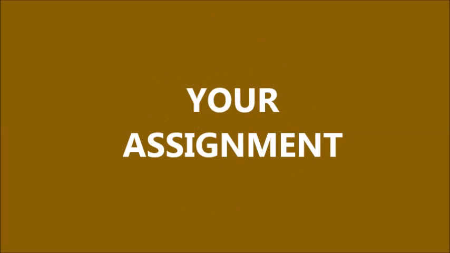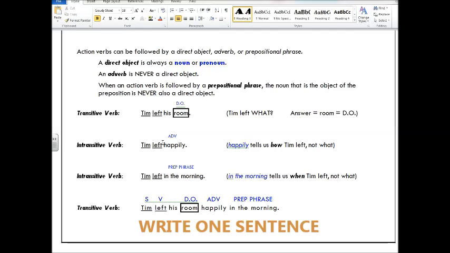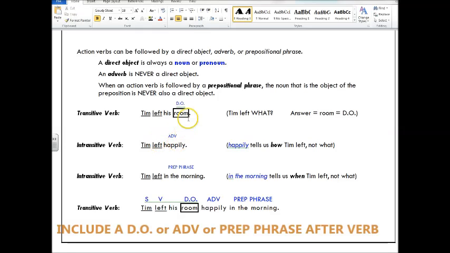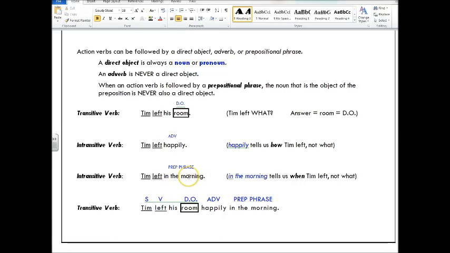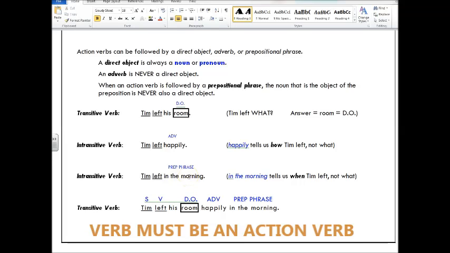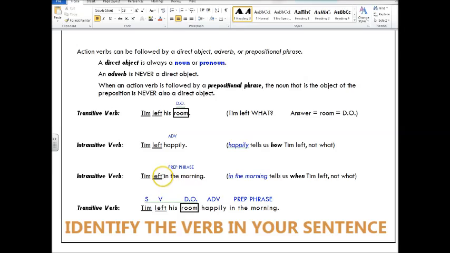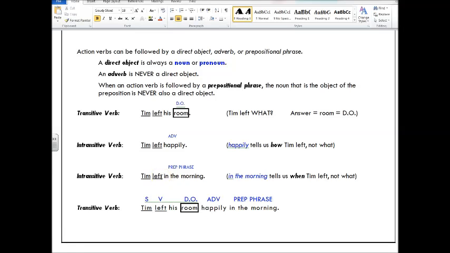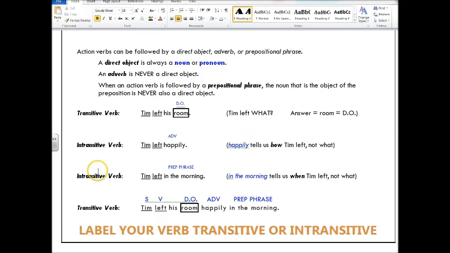So, one sentence with one subject and one verb. You have to have something after your verb. I don't care if it's a direct object. I don't care if it's an adverb. I don't care if it's a prepositional phrase. Make sure the verb you use is an action verb. You must then identify for me what your verb is, and you must tell me whether or not it's a transitive or an intransitive verb. Okay?